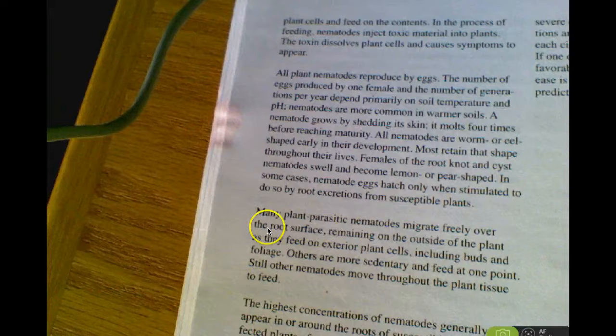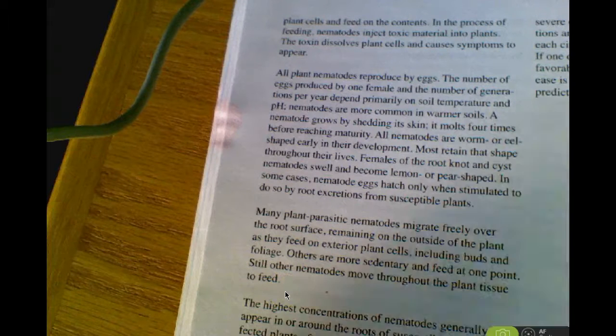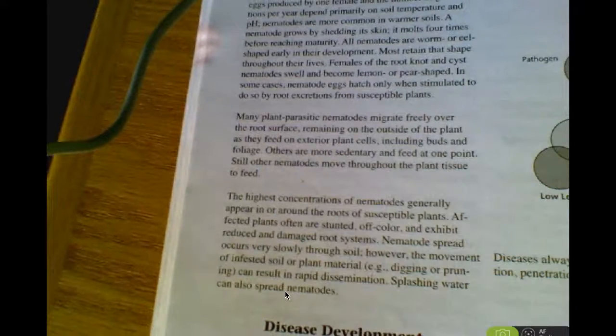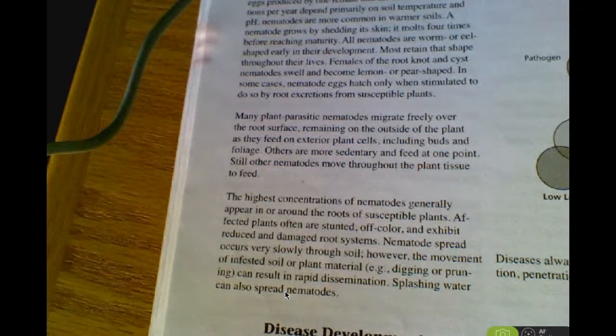So these plant nematodes migrate freely over the root surface and usually feed on the outer cells. There are so many different types of nematodes. Some move quickly, some don't, some require more water than others. The main thing is that they're going to require some moisture, and they don't like bright light. So the highest concentration of nematodes is going to be generally in and around the roots of susceptible plants.